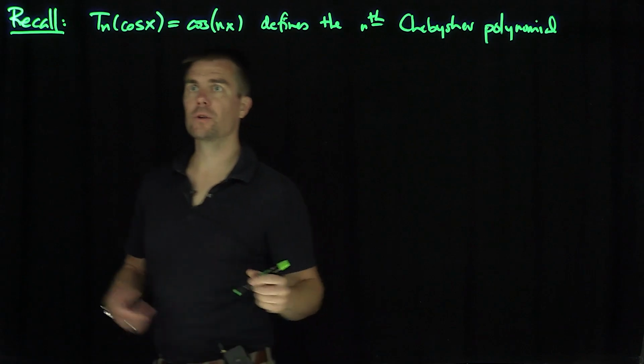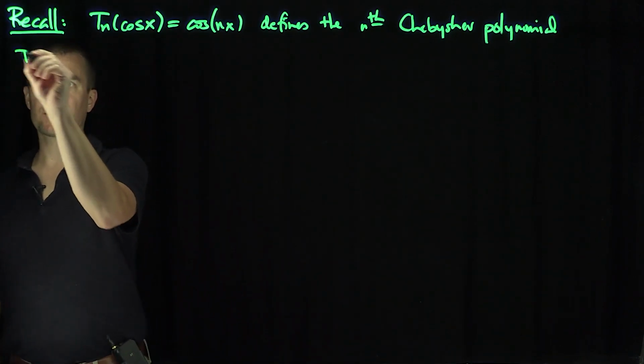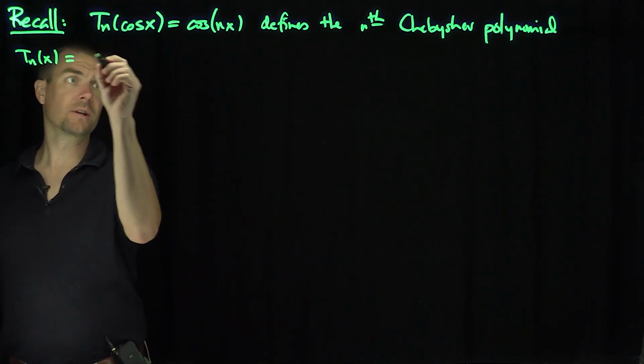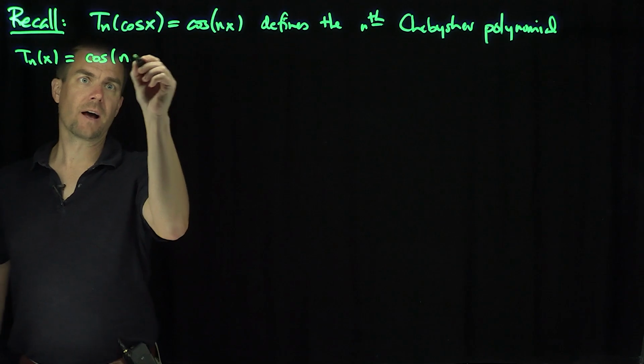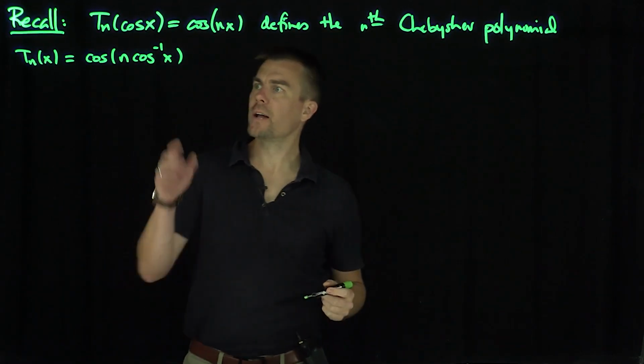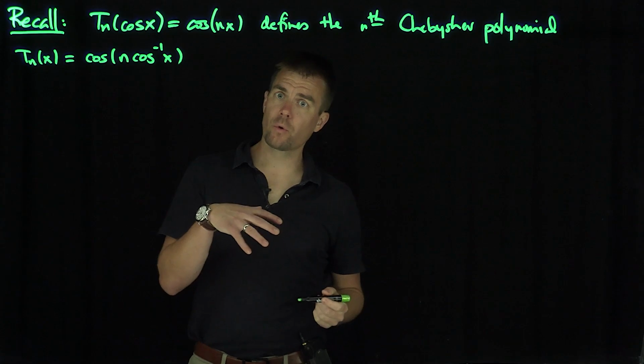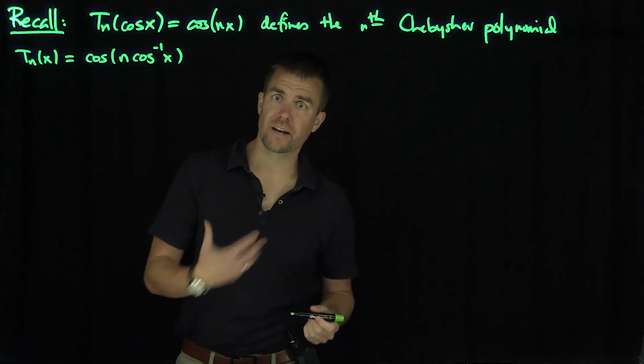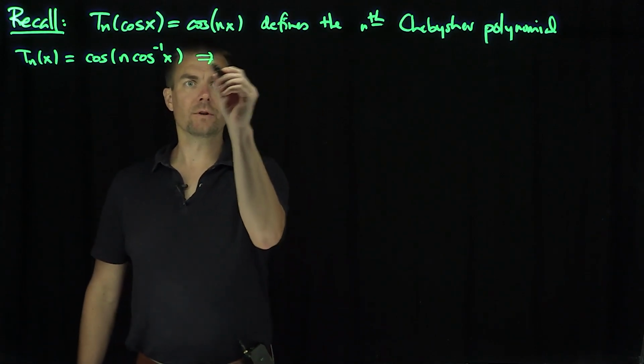And so in particular, we can do the inverse cosine and figure out that Tn of x is the cosine of n cosine inverse of x, right? And so I want to see what differential equation this family of polynomials satisfies. So I'm going to first differentiate it once.